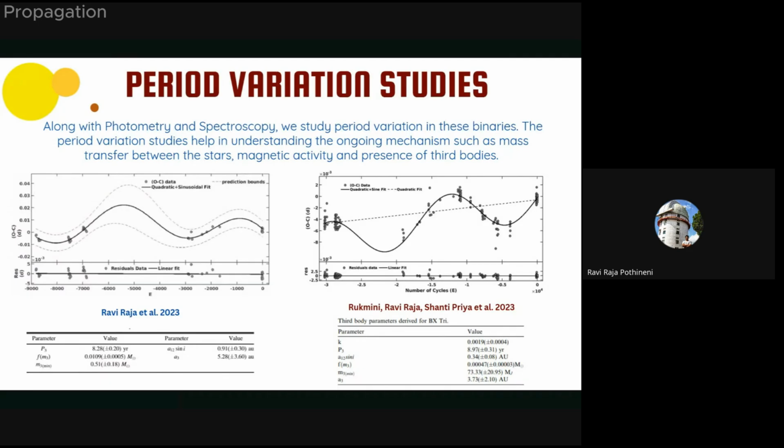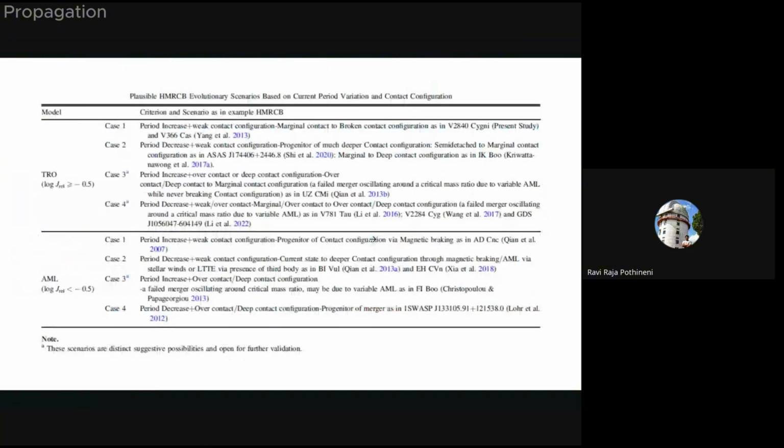So these third bodies also play a very crucial role. They generally remove angular momentum from the central system, and they either push them towards deeper and deeper contact stages, or they remove angular momentum, or they stabilize the angular momentum, and they make them more stable also. So third bodies are also very crucial in playing with the evolution of the central binary system. So that is the reason we also study the third bodies.